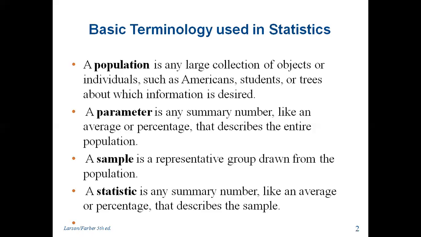So what is the difference between a parameter and a statistic? A parameter is a variable which represents a summary of the entire population, but a statistic is a summary of a subset of the population, like an average or percentage, which represents that subset drawn from the population. A statistic is a summary which represents a sample, but a parameter is a summary which represents a population.